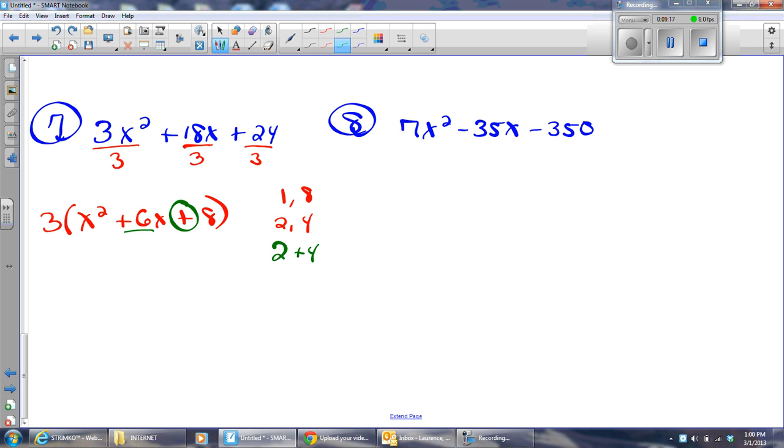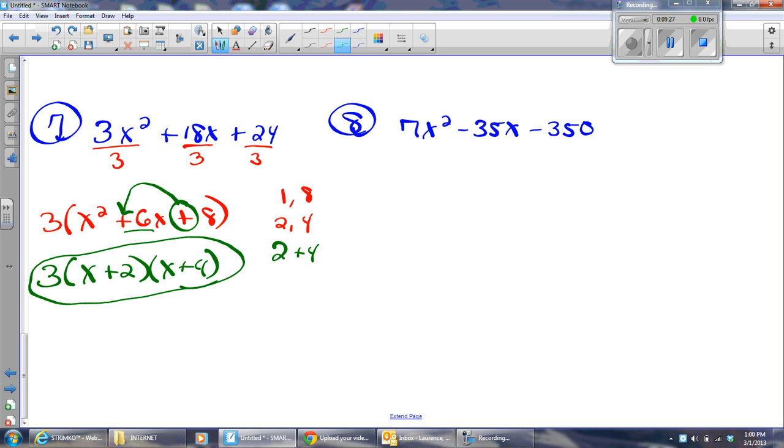And remember, that's the Wendy's double stack. I'm going to have a 3 out front, an x plus a 2, and an x plus a 4. And wow, this is magical. It's so easy, it should be a crime. But I'm going to rewrite that 4 because it doesn't really look like a 4. There you go. Now there's no argument.